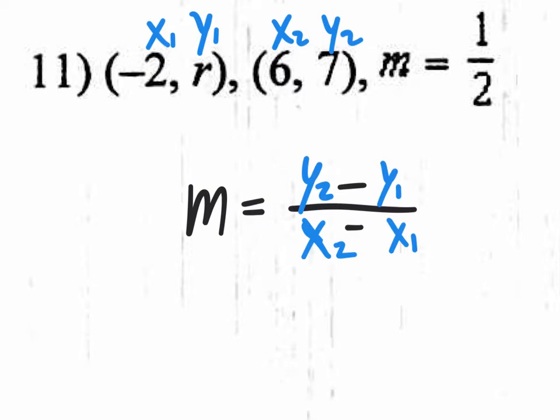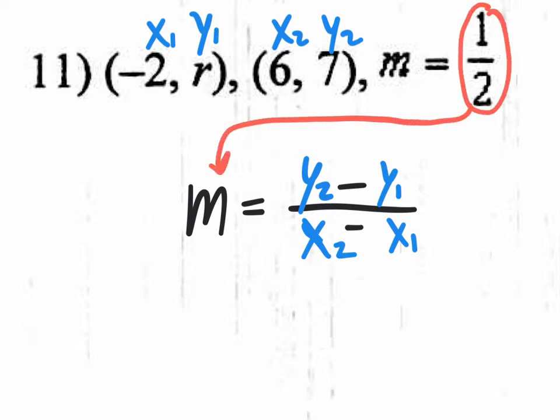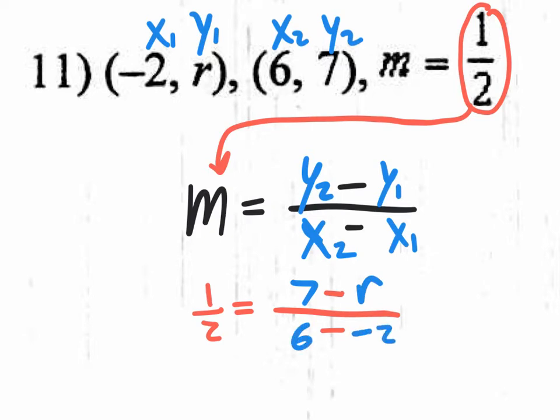So I'm talking about taking this m value of 1/2 and plugging it in right there. So you're going to have a 1/2 instead of m. And then you're going to have the fraction with the subtraction. Let's plug in our values. y2 is 7, y1 is r, x2 is 6, x1 is -2. And change the minus to plus. So we have a new equation right here.